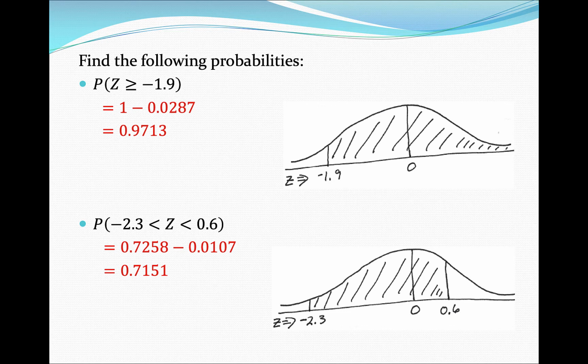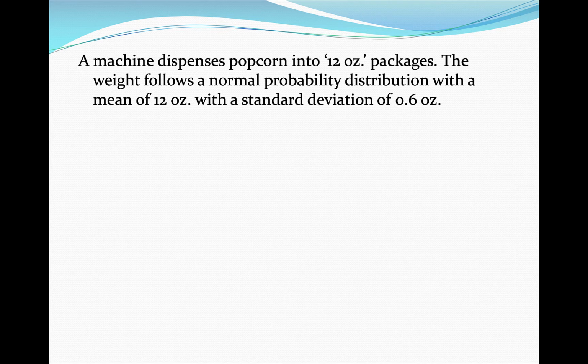So now let's move on to, well, what happens when we don't have a standard normal distribution, but we just have some normal distribution? So we don't have a mean of 0 and standard deviation of 1. So let's look at this scenario. Suppose a machine dispenses popcorn into 12-ounce packages. The weight follows a normal probability distribution. So when you read this question, it's very important you notice it says we have a normal distribution. So that's key to knowing what to do here.